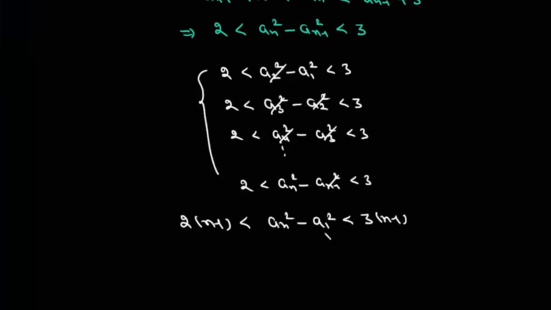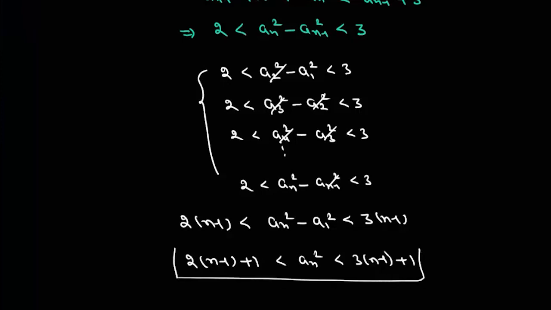Now we are given that value of a1 is 1. So we can write 2 into n minus 1, plus 1, will be less than an square and will be less than 3 into n minus 1, plus 1. So this is the result that we have from the given condition. Now it says we need to prove that a75 will lie between 12 and 15.